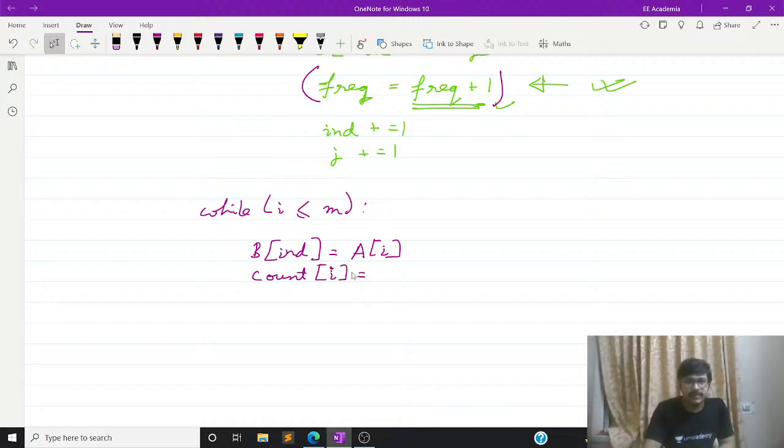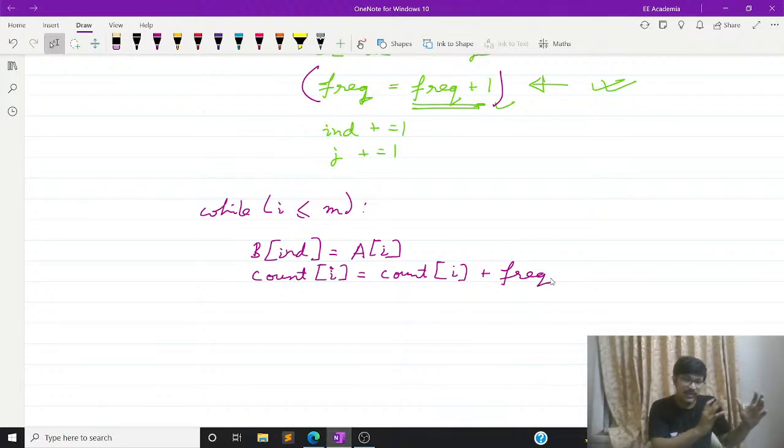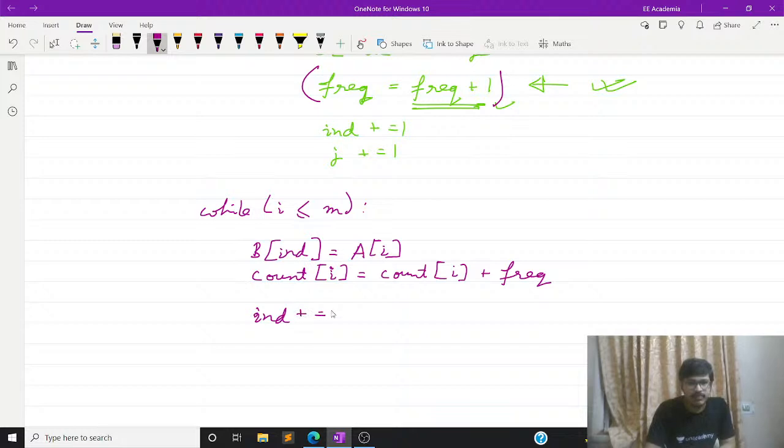Count should be incremented by how much? Frequency, because it is the left array. That is why you are incrementing the count. For the right half, we don't increment the count. And ind plus equals 1 and maybe i plus equals 1.